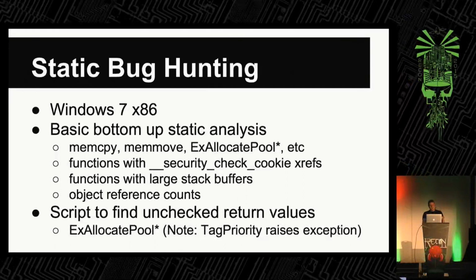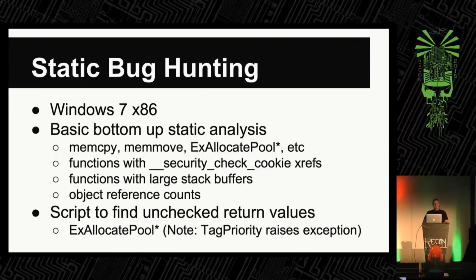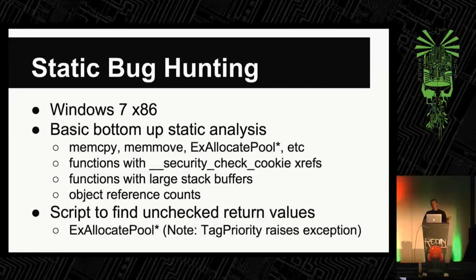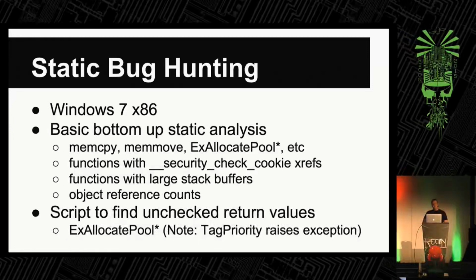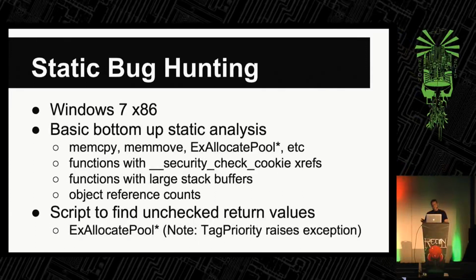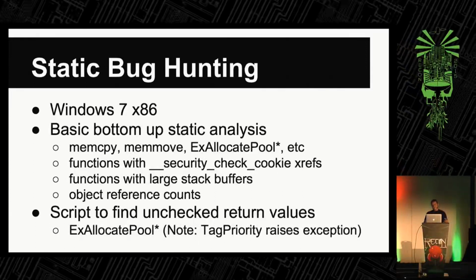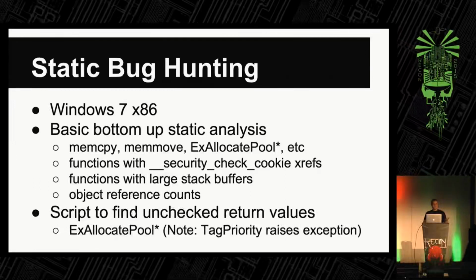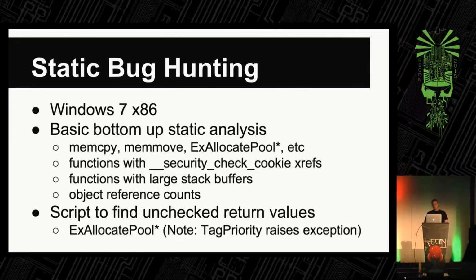There are a couple of scripts I wrote that would automate checking for returns, like when you call ExAllocatePool, can you verify that you got a pointer back? And there was one that caught me for a little bit, which was ExAllocatePoolWithQuotaTag priority, which actually doesn't return a bad value when it has a problem. It raises an exception, which is different from all of the other ExAllocatePool routines.